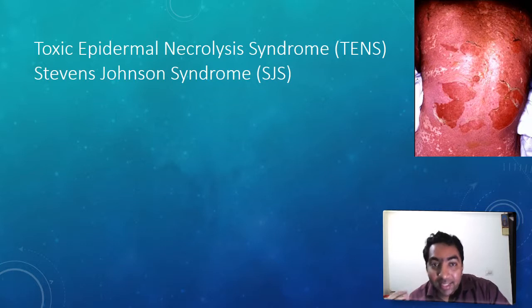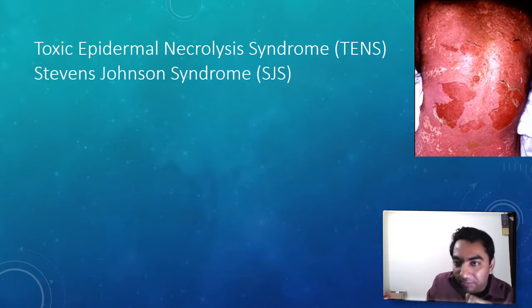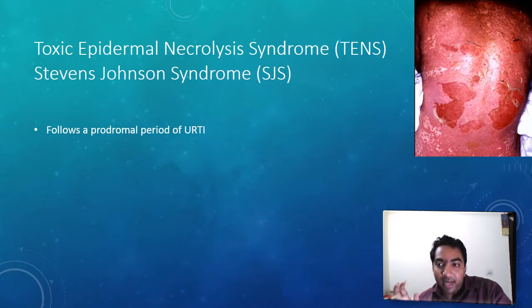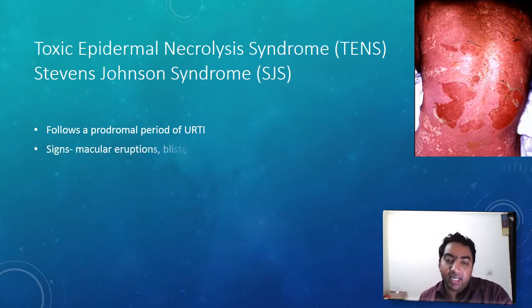Next, we come to toxic epidermal necrolysis or Stevens-Johnson syndrome. What is the importance of this disease? If you get a patient with toxic epidermal necrolysis or Stevens-Johnson syndrome once in your life, you will always think before prescribing a drug. You will always have a fear before prescribing a treatment or a drug. It generally follows a prodromal period of upper respiratory tract infection. The signs are macular eruptions and blisters.